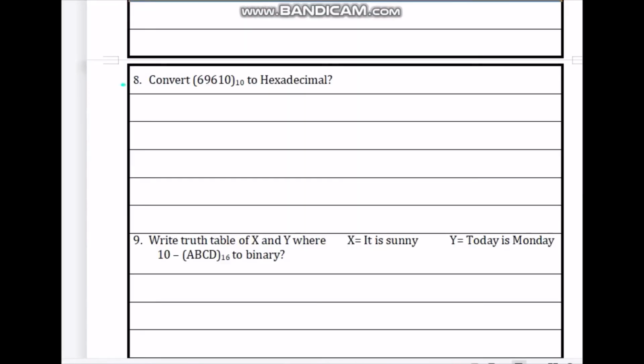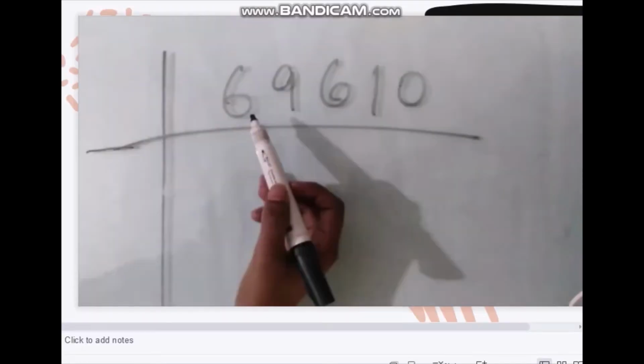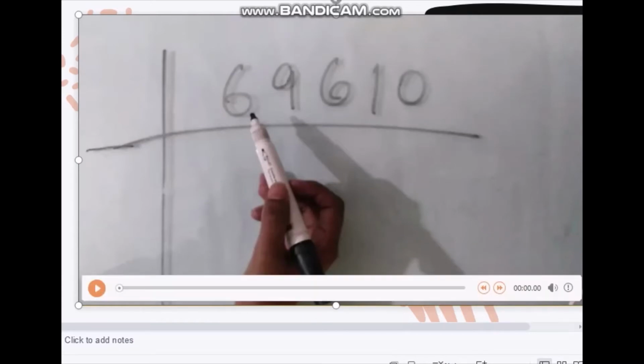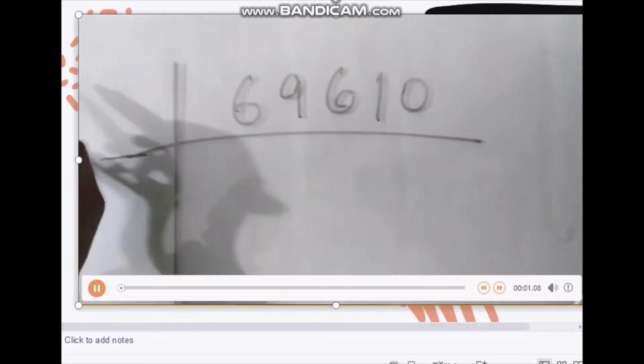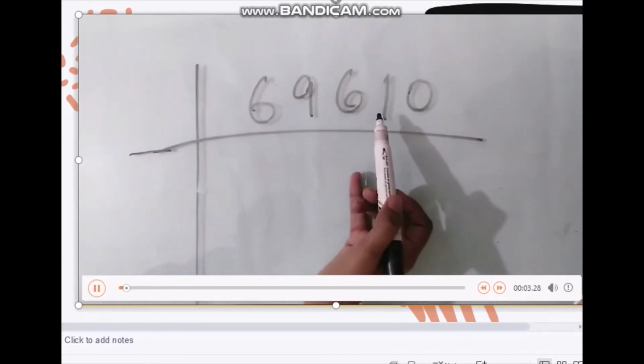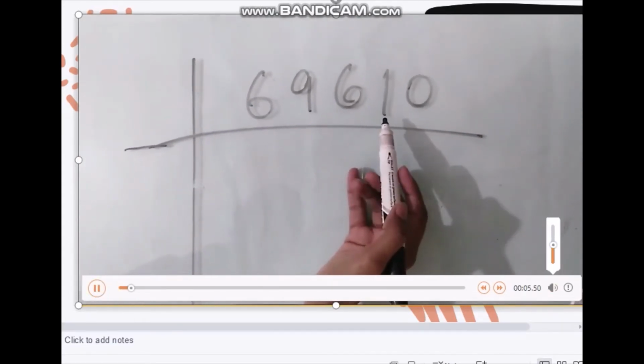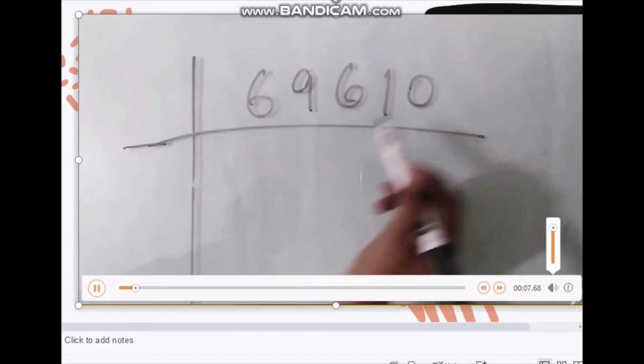Now here is question number 8. Convert 69610 of binary to decimal. You have to convert the decimal number into hexadecimal number. So do it with me. Here I am converting decimal number into hexadecimal number. Number 8 of part 2, 69610. It's a decimal number. We have to convert it into hexadecimal. The base of hexadecimal is 16.